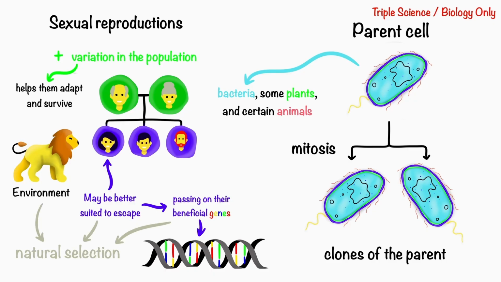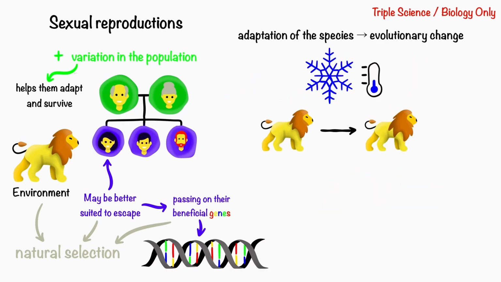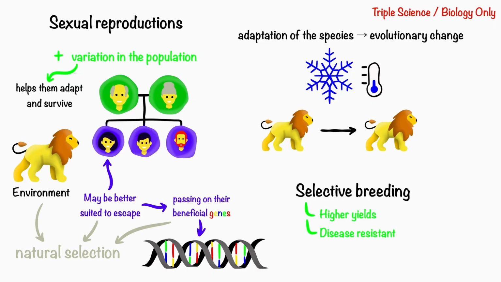This principle forms the basis for natural selection. Individuals with advantageous characteristics are more likely to survive, reproduce, and pass their genes to the next generation. Over time, this leads to better adaptation of the species to its environment and can result in evolutionary change. Humans have harnessed this process through selective breeding to develop animals and plants with desirable characteristics. For example, we've bred animals that produce more meat or milk and plants that yield larger fruits or are more resistant to disease.